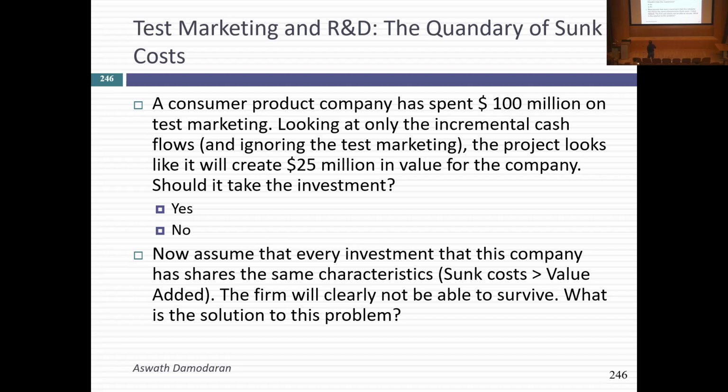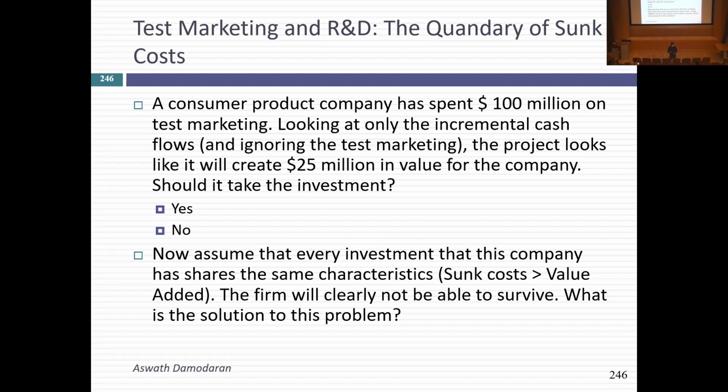And after you've test marketed the product, so you've spent the 100 million, you collect information about the project, then you do the cash flows based on the future, and you come up with a net present value of 25 million based on all future cash flows. What does traditional finance say? If the net present value is positive, take the project, even though you've spent $100 million. The fact that the 100 million has already been spent means it's a sunk cost.